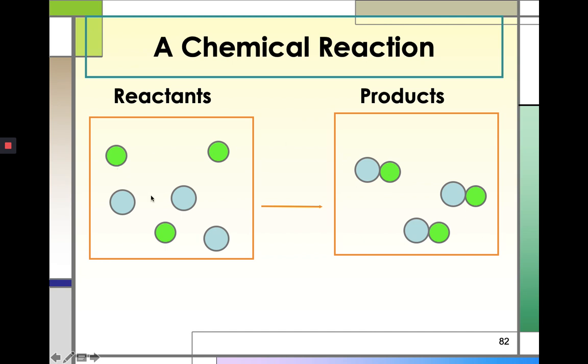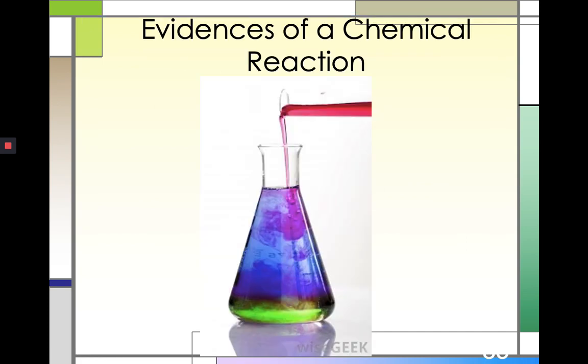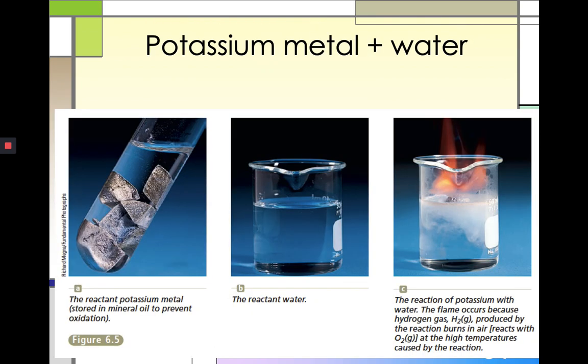Again, in a chemical reaction, enough energy is supplied to your reactants such that the old bonds will be broken and it will be able to attract other atoms, thereby producing new bonds and producing new materials or new substances with brand new properties. So how do we know that a chemical reaction has occurred? Okay, or what are the evidences of a chemical reaction?